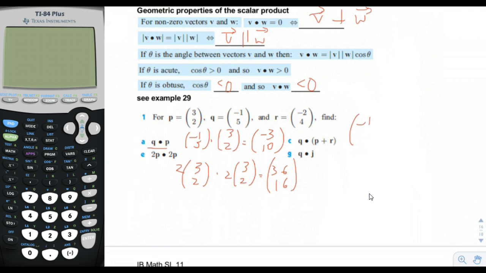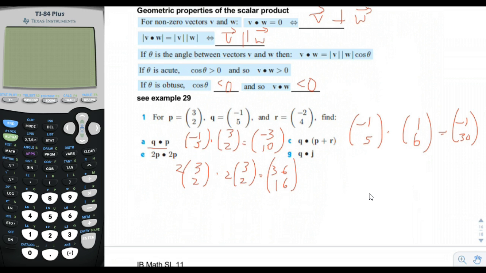Q, (-1, 5), dot with p plus r. So p plus r would be 3 plus (-2) is 1, 2 plus 4 is 6, and dotting those together, you get -1 plus 30.